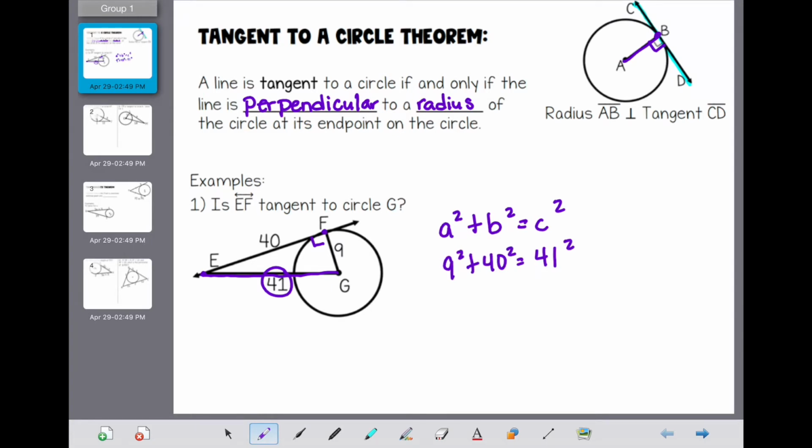So then go ahead and do the math. 9 squared is 81, 40 squared is 1,600, and 41 squared is 1,681. So if I add these together, then the numbers agree on both sides of my equal sign. So then we know that yes, EF is tangent to circle G.